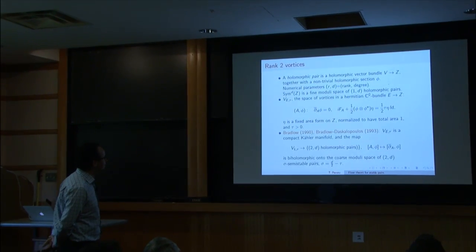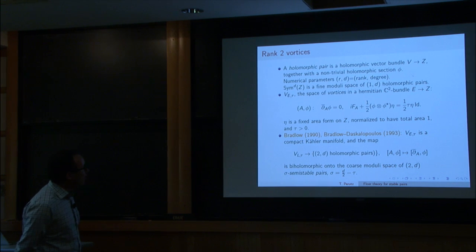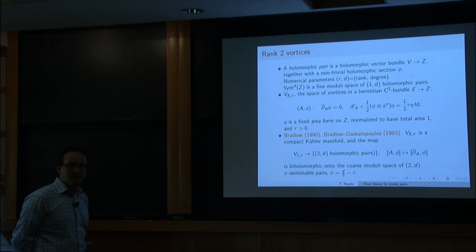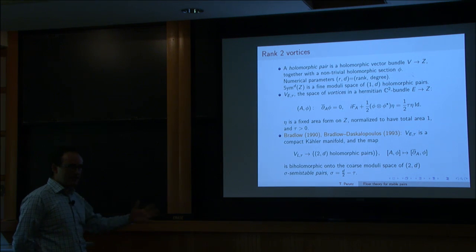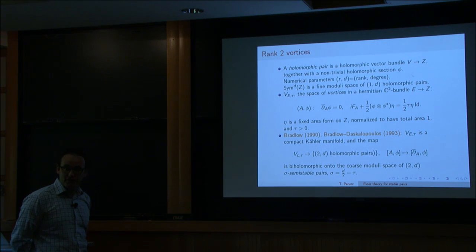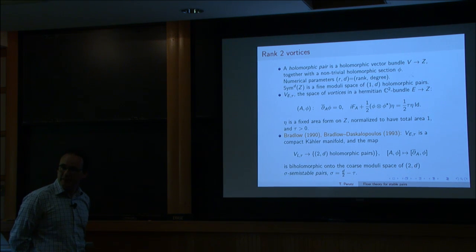defined by phi. And that's biholomorphic onto the moduli space of rank 2 degree d sigma semi-stable pairs. Okay, so it precisely hits the sigma semi-stable pairs, where sigma is determined by tau. It's half the degree minus tau, and I have to tell you what sigma semi-stability means.